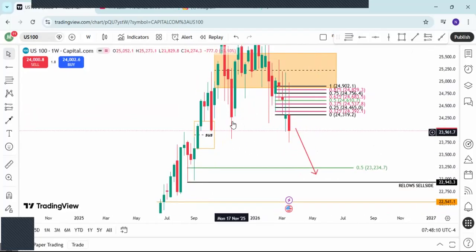Here, we can be confident that we're gonna keep going lower. Why? Because if you take a fib and measure this one, while we're here, you're coming into this one here, this week. So we're gonna put that there.